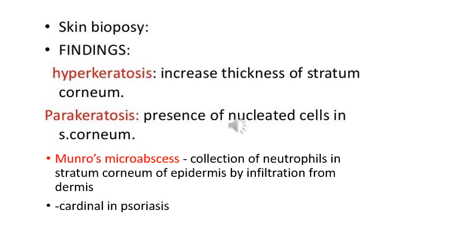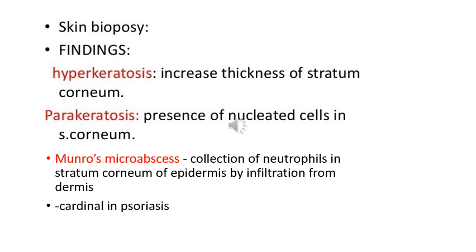Parakeratosis means the presence of nucleated cells in the stratum corneum. Usually when these proliferated cells, or the increased number of keratinocytes, reach the stratum corneum, the upper layer, from the basal layer, they lose their nucleus in normal cases. But in case of psoriasis, the nucleus is retained in the cells. So if that nucleated cell is found in the stratum corneum, this condition is called parakeratosis, seen in psoriasis. So skin biopsy is important for that.